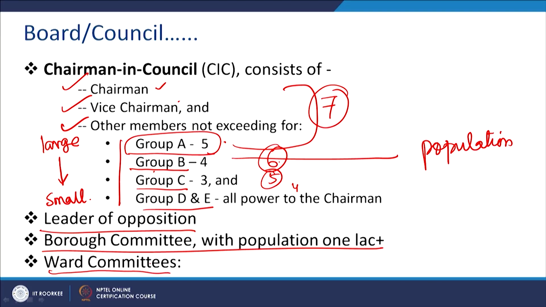If the municipality is bigger, in most cases 1 lakh or more, then the borough committee can be formed. Otherwise, if it is less than 1 lakh, the ward committees will be formed. So, conceptually borough committees and ward committees are similar, but the scale is different. Borough committees are supposed to take care of the development of the larger geographical area, and ward committees are supposed to take care of the development of a smaller geographical area.